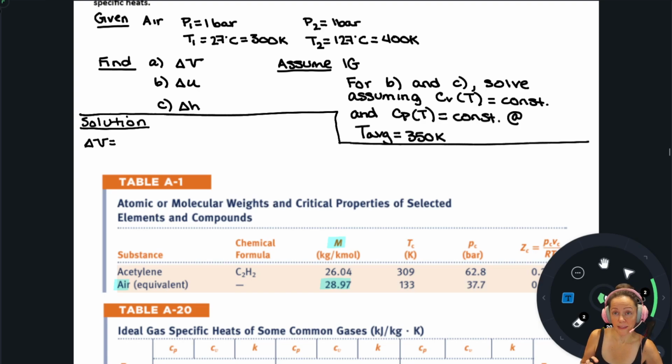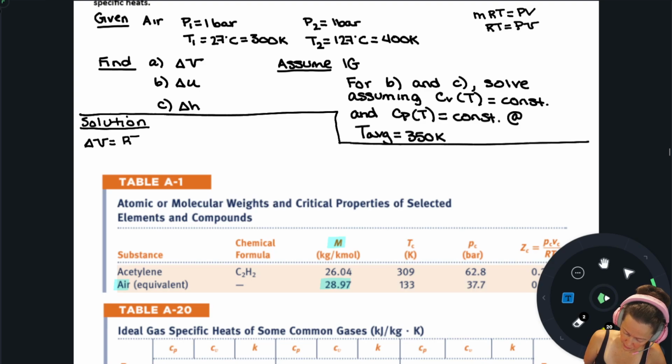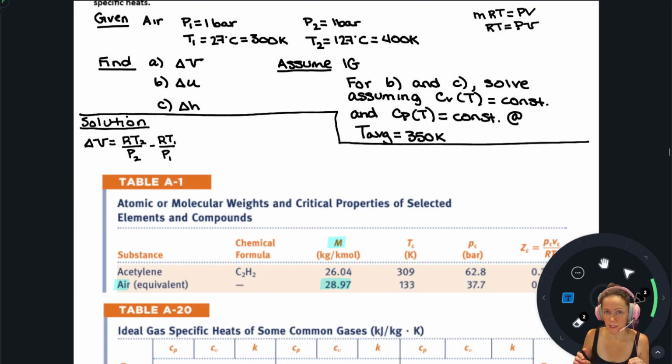But we're going to define that specific volume in terms of the ideal gas law. They told us what the ideal gas law is. Remember your ideal gas law? It's MRT equals PV, or you can divide both sides by the mass and get things in terms of specific volume, which is what we're going to do. So my specific volume is going to be RT over P, but I'm going to define it at state 2 and state 1.